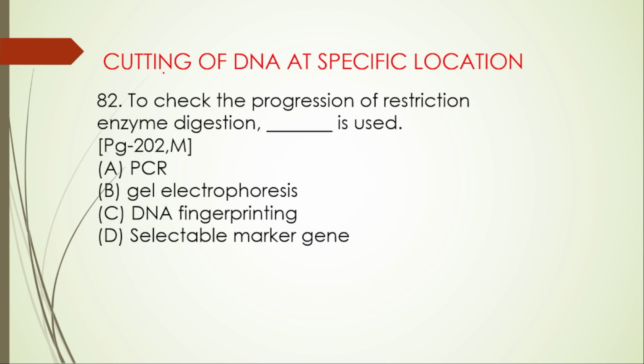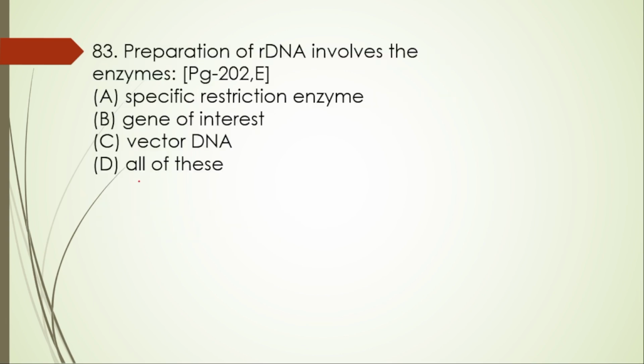Cutting of DNA at specific location. 82. To check the progression of the restriction enzyme digestion, dash is used. PCR, gel electrophoresis, DNA fingerprinting, selectable marker gene. So here gel electrophoresis is used. 83. Preparation of rDNA involves the enzymes, specific restriction enzyme, gene of interest, vector DNA, all of this. The right option is specific restriction enzyme.